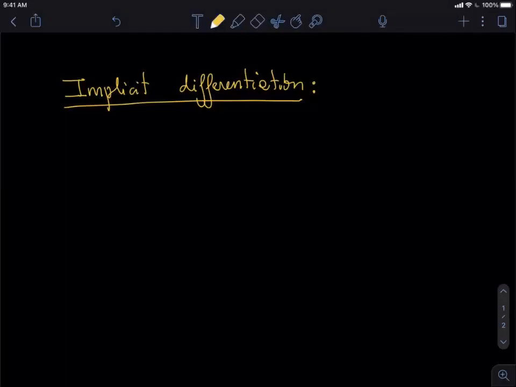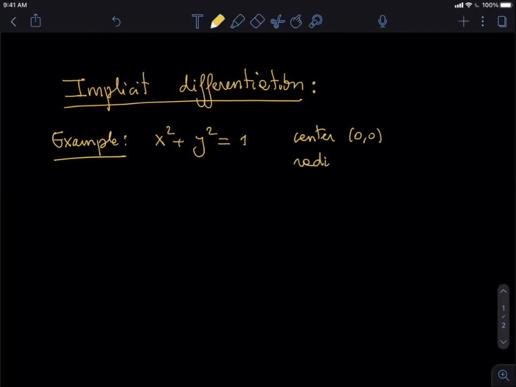In this video, we are going to talk about implicit differentiation. So what does that mean? For example, the equation of a circle, a circumference with center 0, 0 and radius 1 is given by x squared plus y squared equal 1. Okay, so that is the circumference of radius 1.